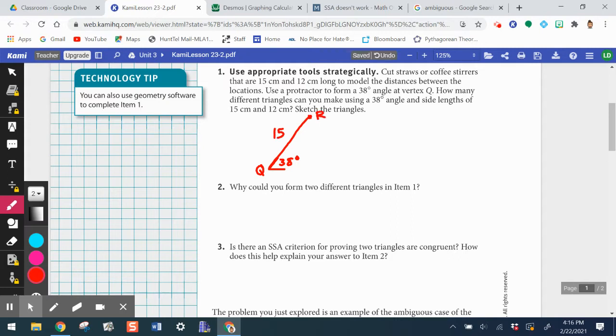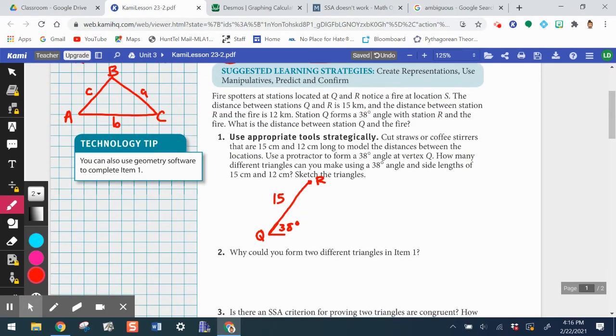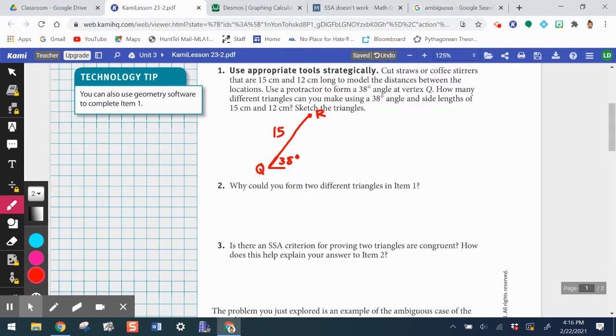Well, then they tell us that S, which is the fire, is 12 kilometers between station R and the fire. So S just simply has to be 12 kilometers from R. Now, here's the issue. We can continue this segment as much as we want. Point S is going to be somewhere on this ray that Q is also on, but it has to be 12 kilometers from R.